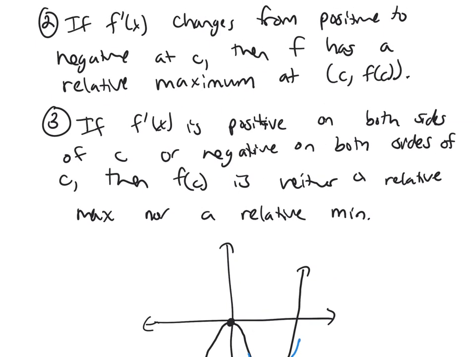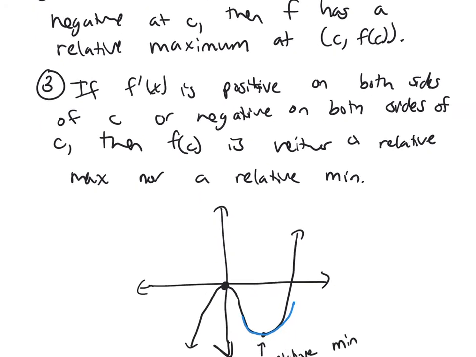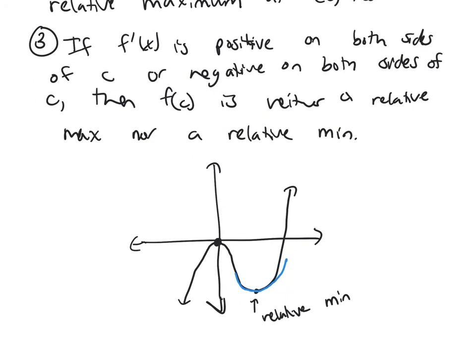If you look at part 2, if the derivative changes from positive to negative, so if your function is increasing, the derivative's positive, and then it's decreasing, the derivative's negative, this corresponds to a relative max.